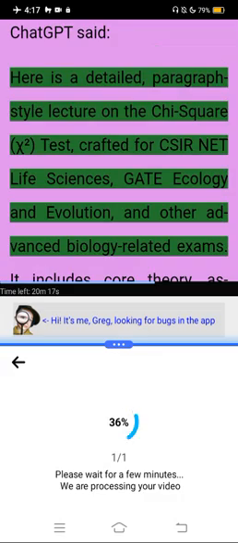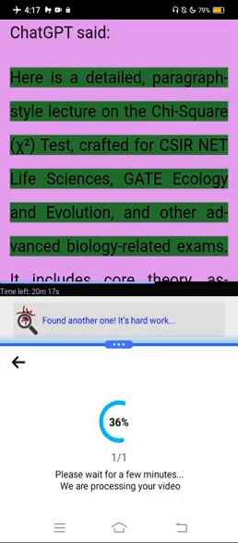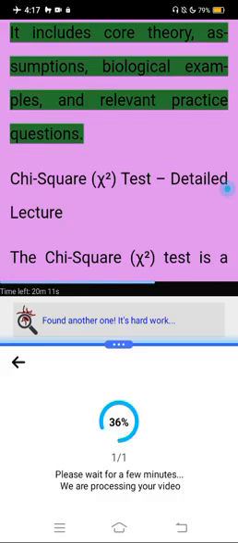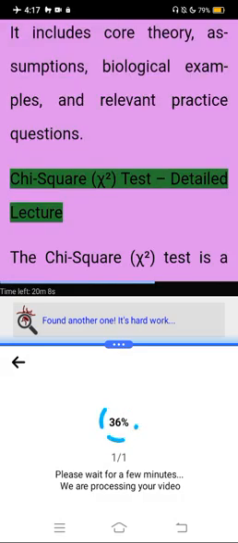Here's a detailed, paragraph-style lecture on the chi-square test, crafted for CSIR NET Life Sciences, GATE Ecology and Evolution, and other advanced biology-related exams. It includes core theory, assumptions, biological examples, and relevant practice questions. Chi-square test, detailed lecture.